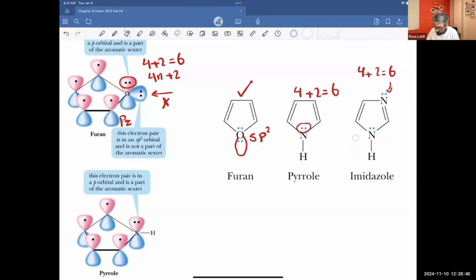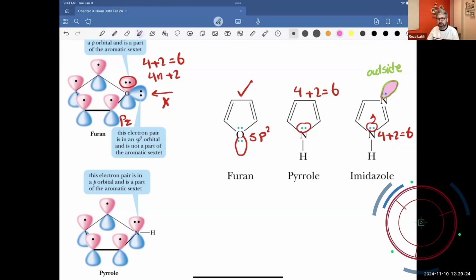But how about this? Let's use this lone pair and add it. So we get 4 plus 2, we get 6. Now, what should I do with the second lone pair? That lone pair will be perpendicular to the ring. It will be outside of the ring. And because it's outside of the ring, it will not be involved, so I'm not going to count that one. So I'm going to say this one will be aromatic. And this second lone pair is not going to be part of the conjugated system. That means that lone pair will be available for acidic H.